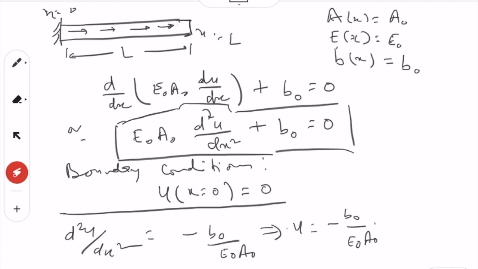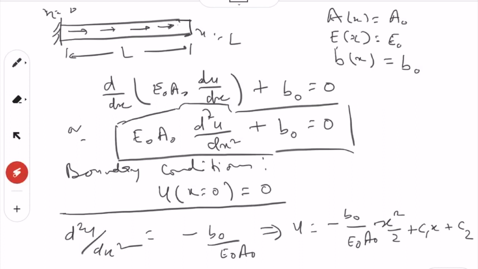So, du over dx will be equal to minus B naught over E naught A naught multiplied by x plus C1. Now, you integrate again. So, u will be equal to an x square over 2 term here, plus C1 x plus C2. So, I will write directly here: u equals minus B naught over E naught A naught, x square over 2, plus C1 x plus C2. So, this is what the solution of u is.